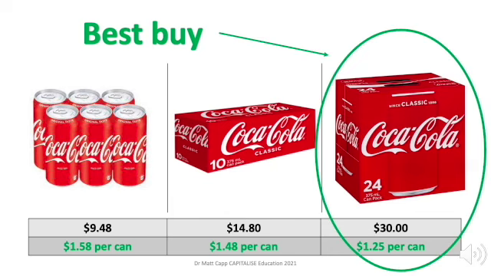Once we have completed all three equations, we can see the box full of 24 cans of Coca-Cola is the best buy at $1.25 per can.